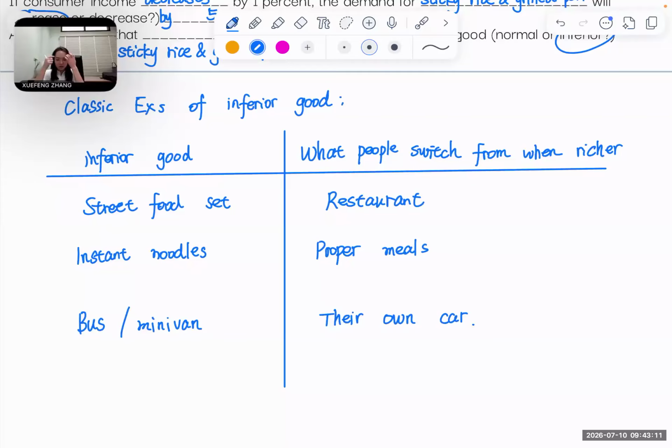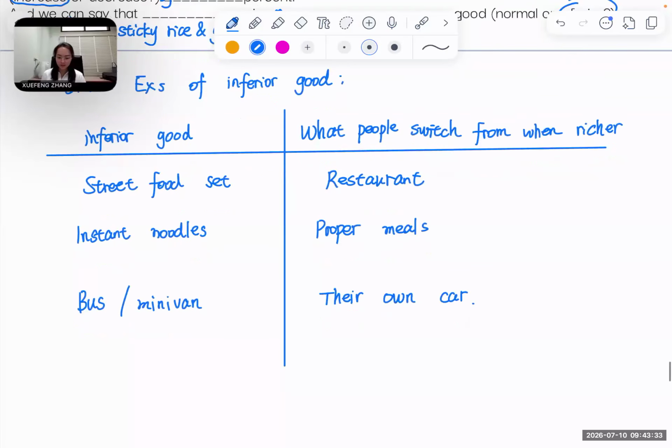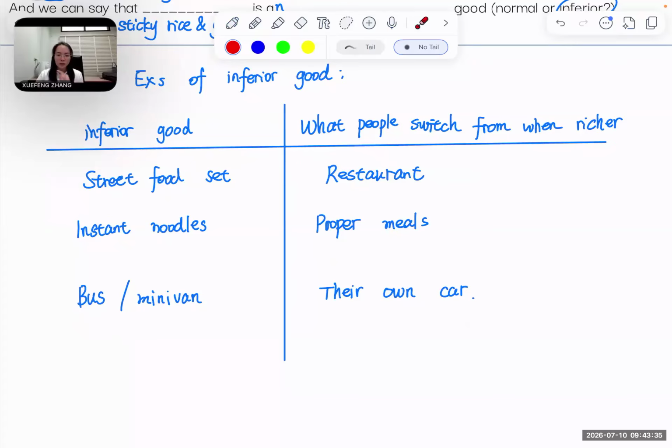Okay, so can you think of some examples of inferior goods in terms of yourself? What kind of food do you think is an inferior good for you? And then when you have more money, you just switch from it. Think about it. The last point I want to emphasize is that inferior here doesn't mean bad. It means richer people buy less of it.